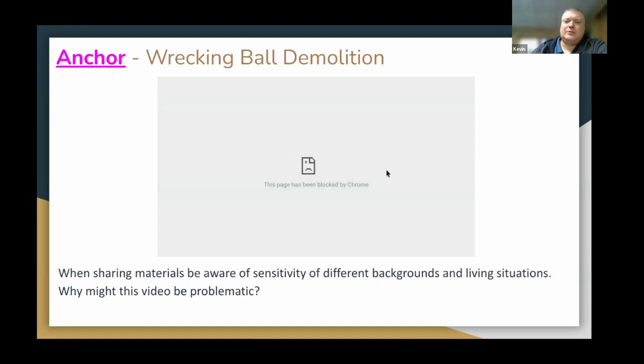So this video is not being played. So the anchor for this lesson, 6 point, probably 3 or 4, as we get into the specific lessons, this particular lesson starts with the video of a wrecking ball. And one thing to think about is why it is the context of what they're coming from.